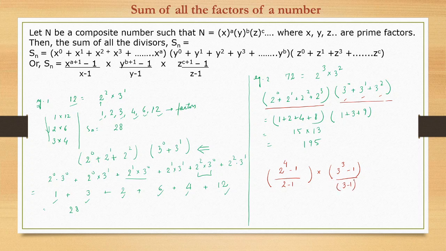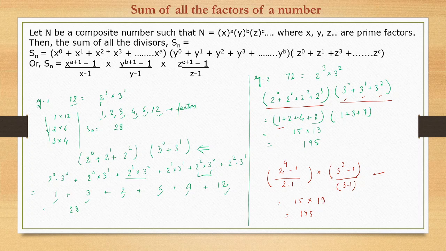So this way we get 15 into 13. So here we get 195. So using the formula also we can get the summation. If we don't want to manually count or get the summation of individual terms, we can use the GP formula when the cases are big or the powers are too big to count manually.